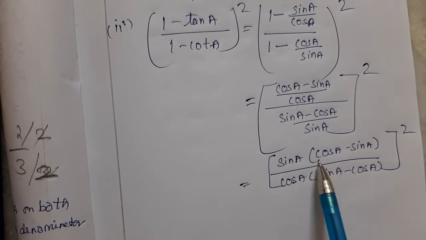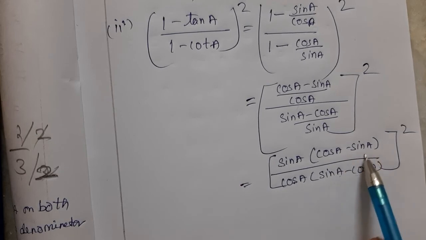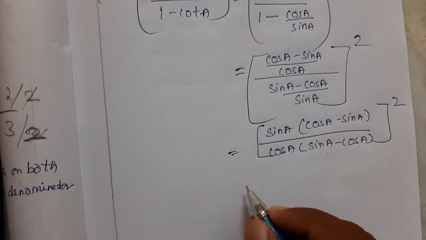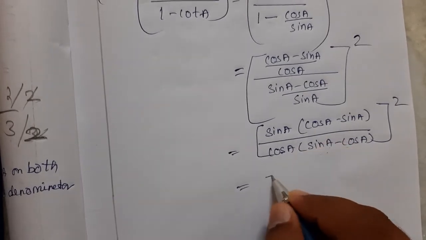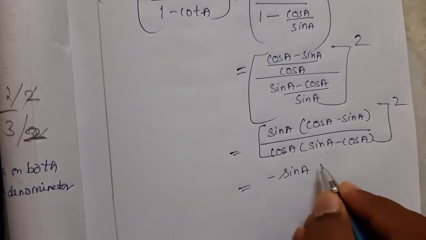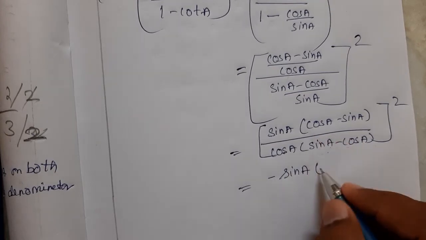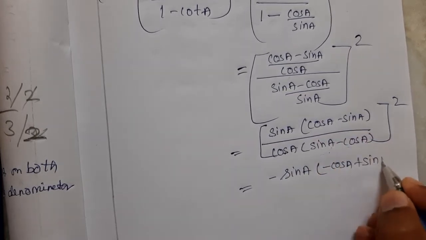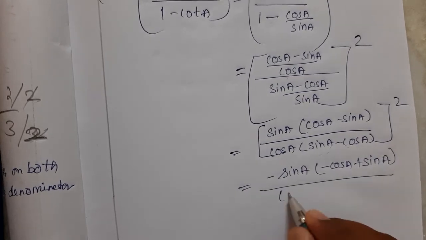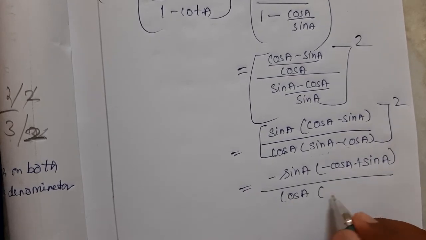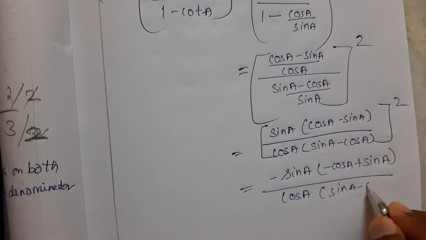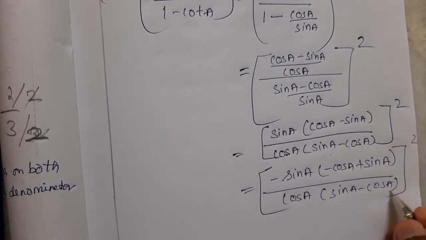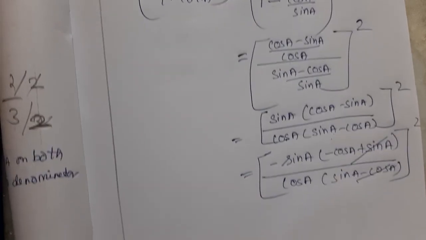So here you can see that we have cos a minus sin a, and here is sin a minus cos a. Just by taking the negative outside, as we did for the previous problem, we can take a negative outside here. So it will become minus (sin a minus cos a), and this will be sin a minus cos a, divided by cos a into (sin a minus cos a). So the whole square is still there. So this gets cancelled, right?